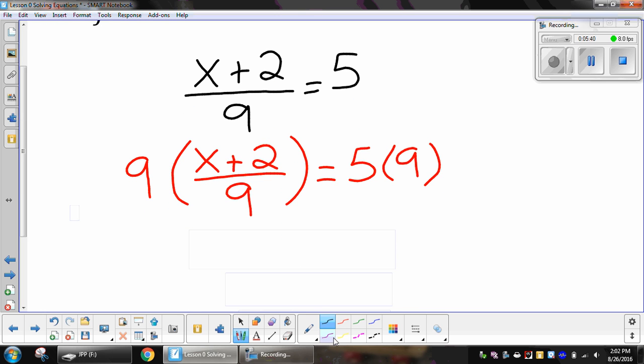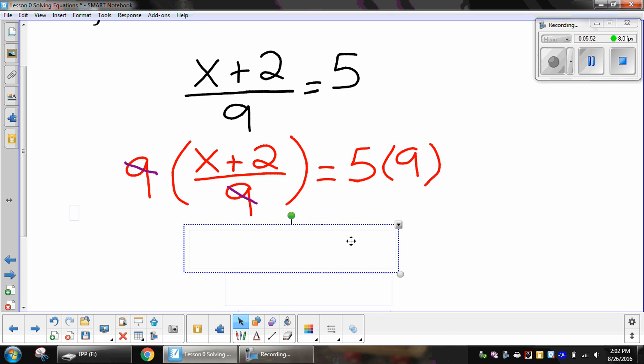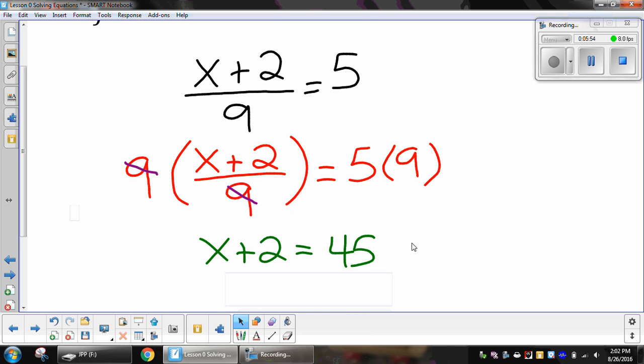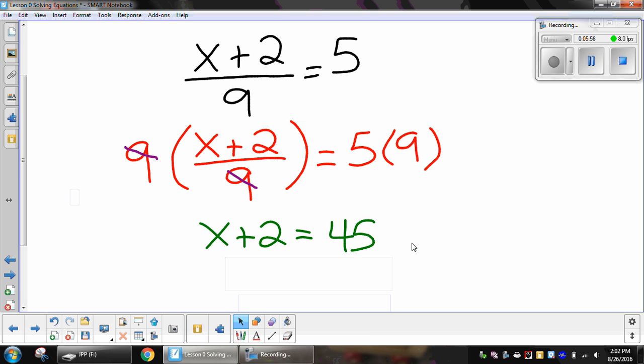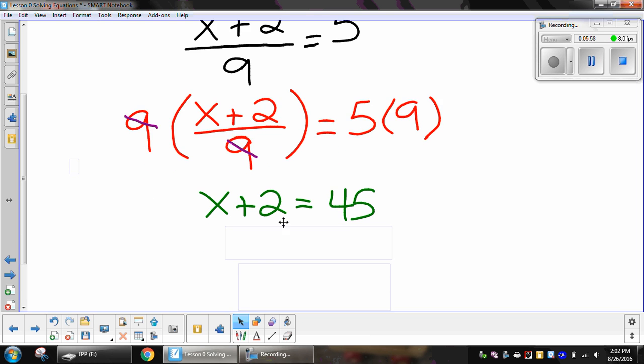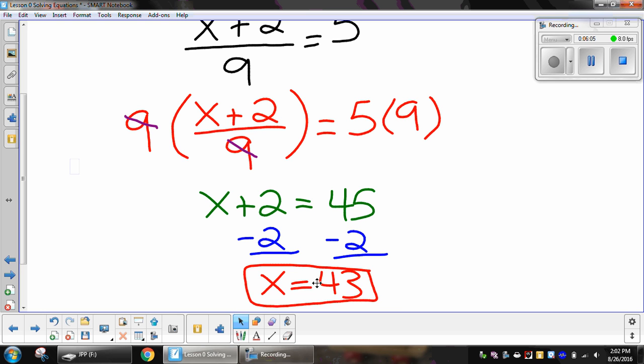So when I multiply both sides by 9, what's going to happen on this side is that the 9 there and the 9 on the denominator are going to cancel, and I'm going to be left with just the stuff that's on top. And on this side, we're just doing 5 times 9. So now it looks like I got a pretty simple equation to solve. I'll subtract 2 from both sides, and I'll find out that x is equal to 43.